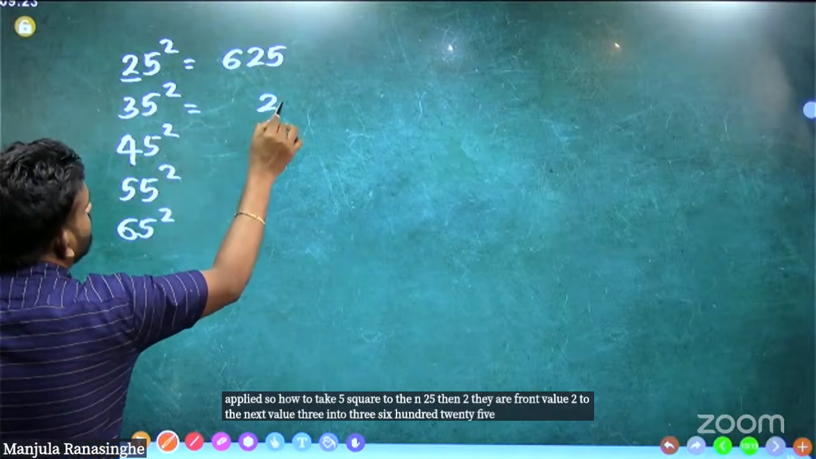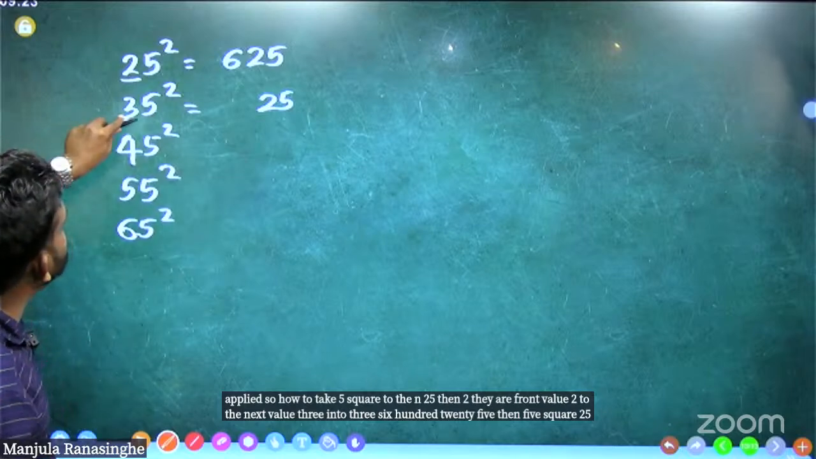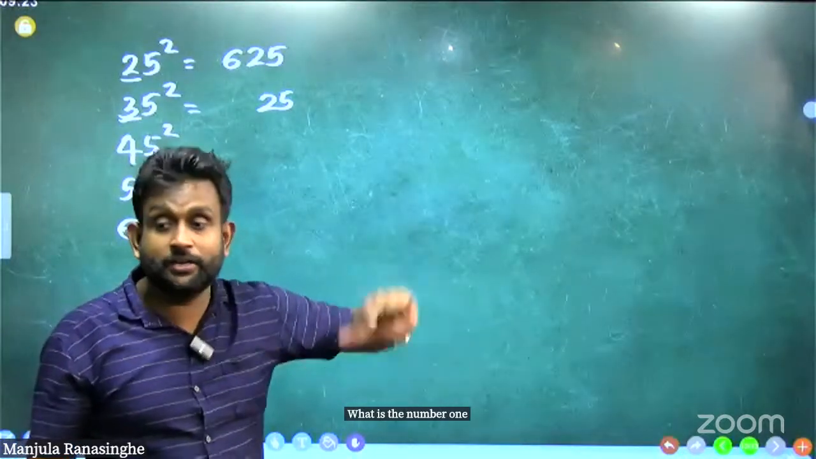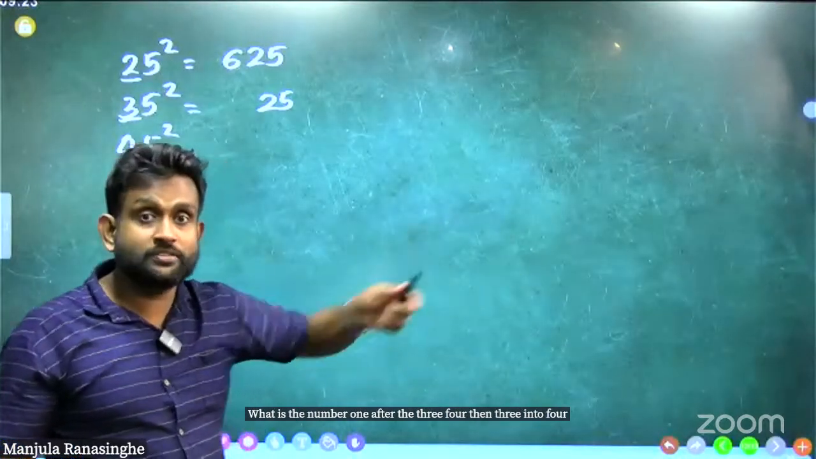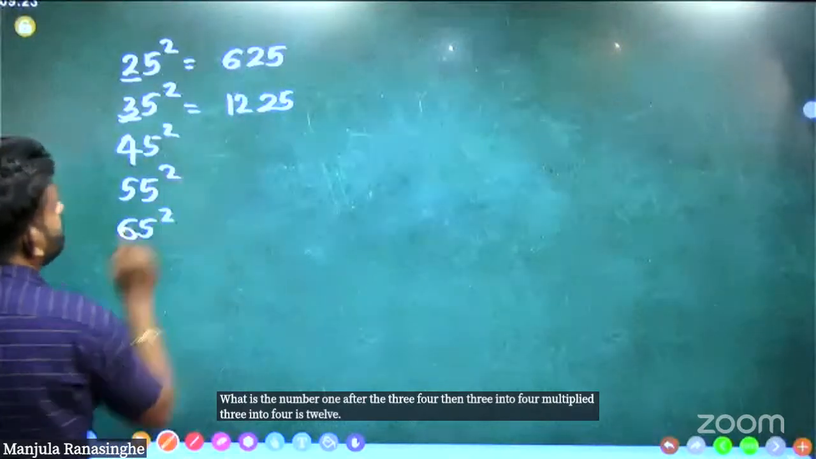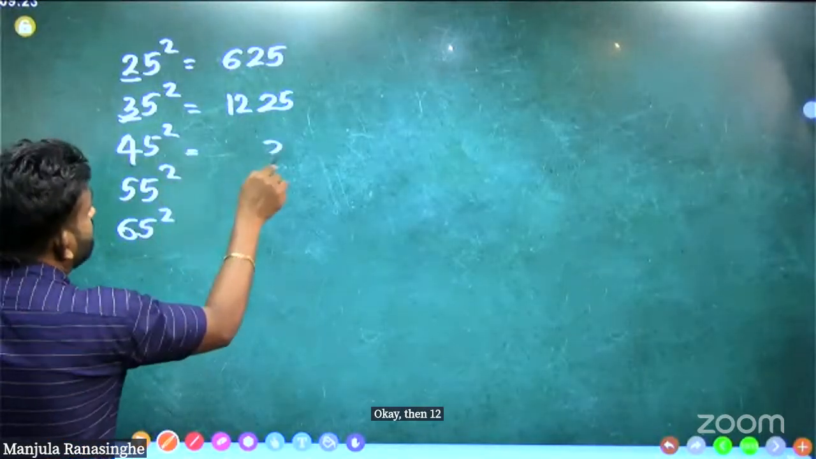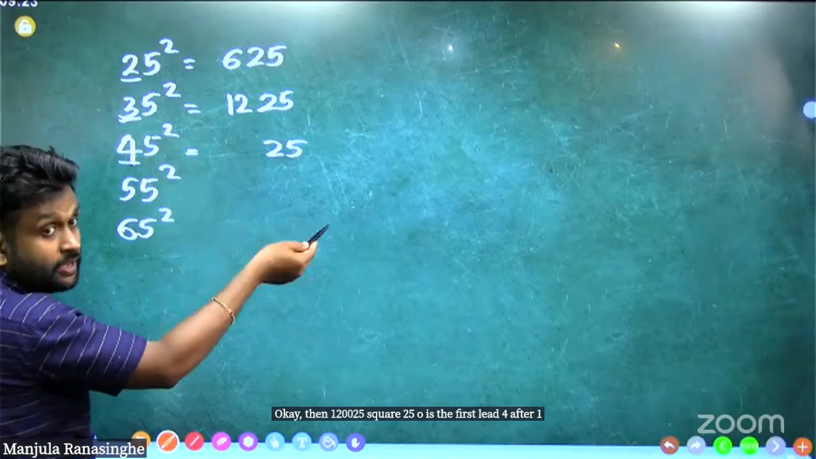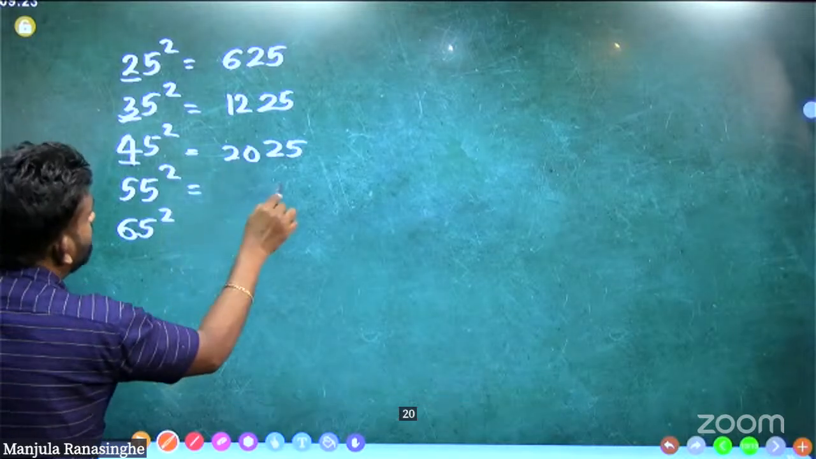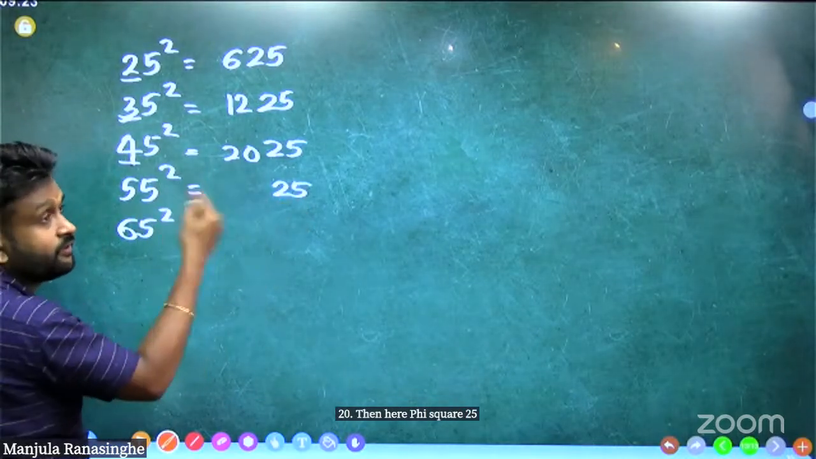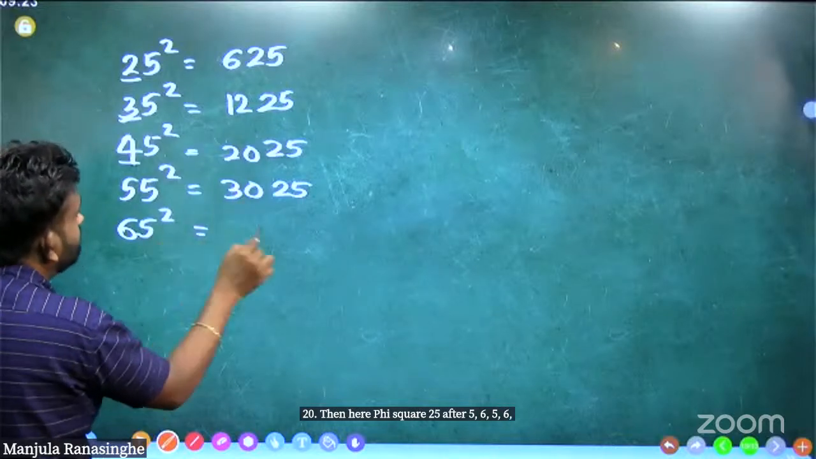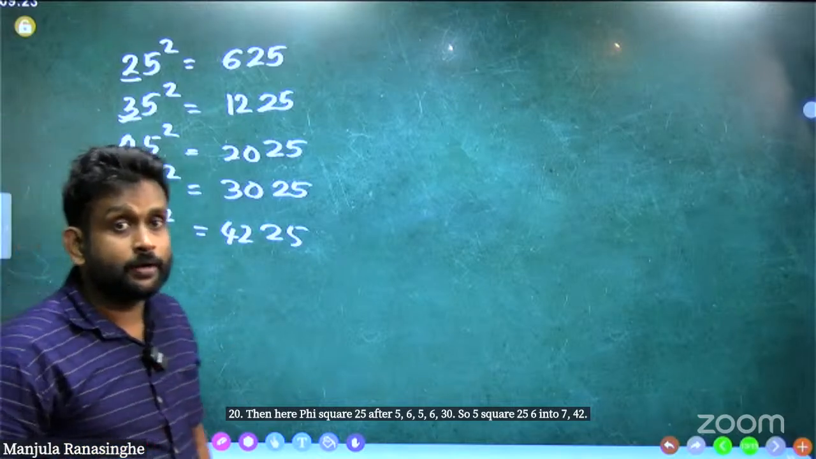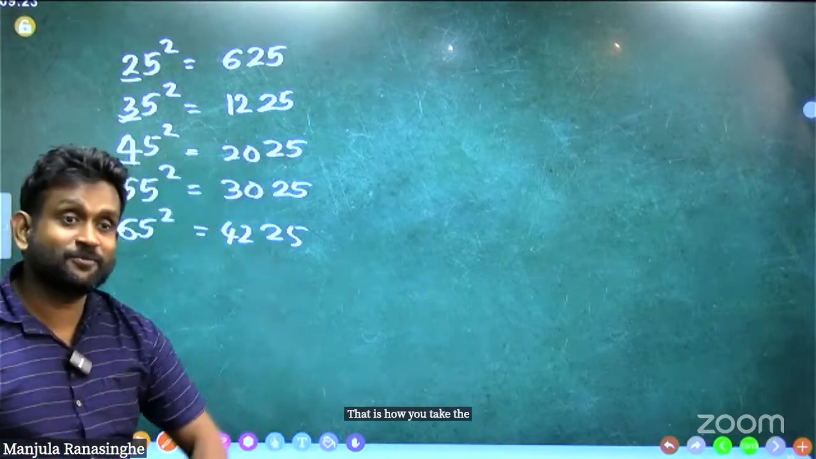Then 5 squared 25, then 3 is the beginning digit. What is the number after 3? 4. Then 3 into 4 multiplied, 3 into 4 is 12. Then 1225. 5 squared 25. 4 is the first digit, after 4, 5. 4 into 5, 20. Then here 5 squared 25. After 5, 6. 5 into 6, 30. So 5 squared 25. 6 into 7, 42. That is how you take the square of a number with last digit 5.